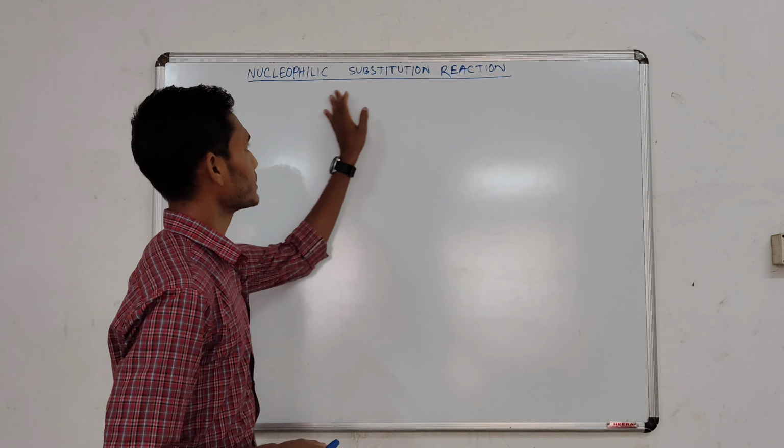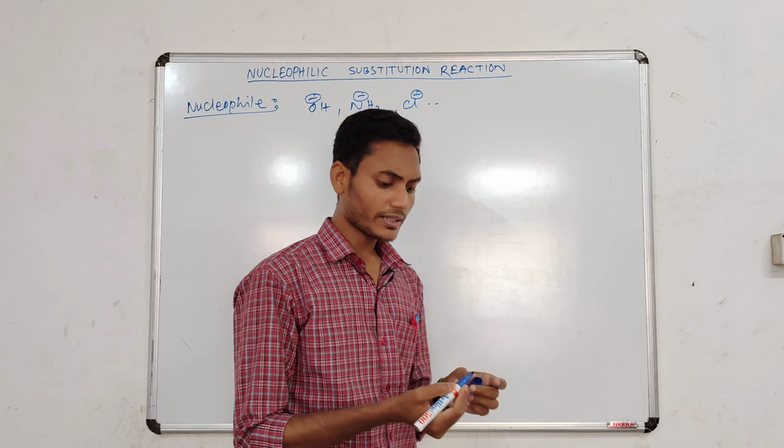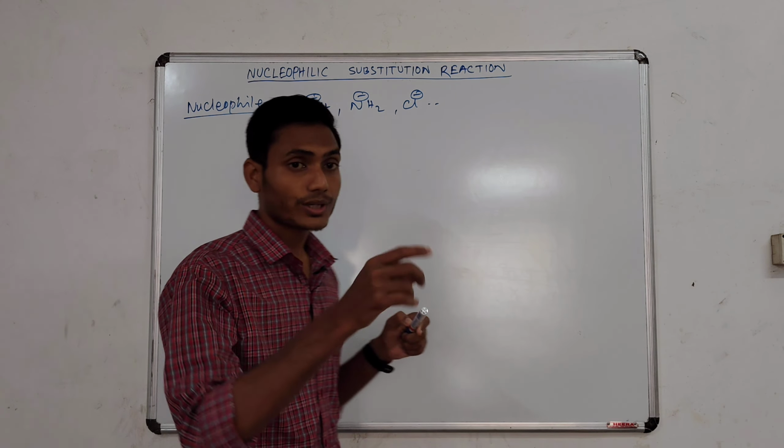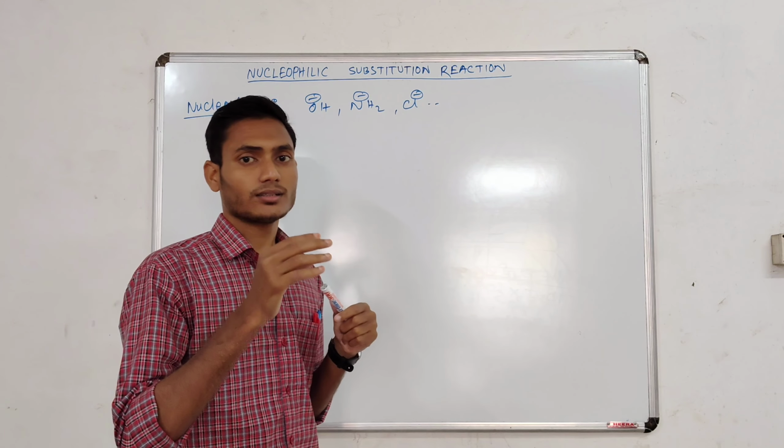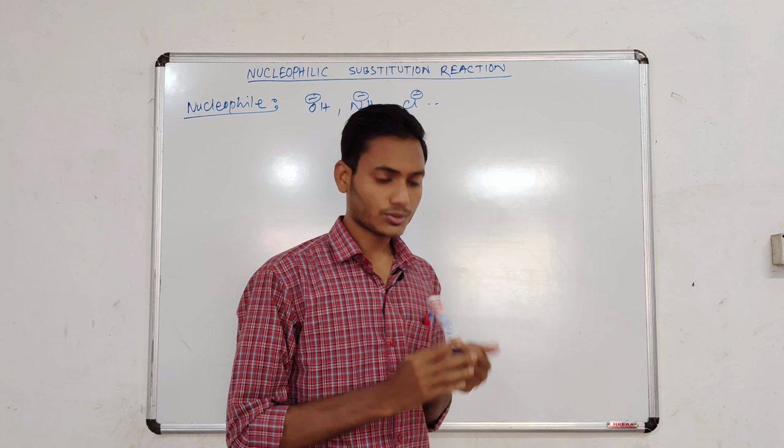Nucleophiles are those substances which donate an electron pair to an electrophile in the reaction mechanism. So it is an electron rich species such as OH minus, NH2 minus, Cl minus, etc. Here the nucleophile donates an electron pair to make a covalent bond to the electrophile. So now we are going to learn about nucleophilic substitution reaction.